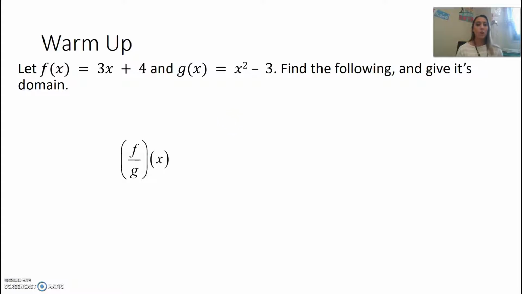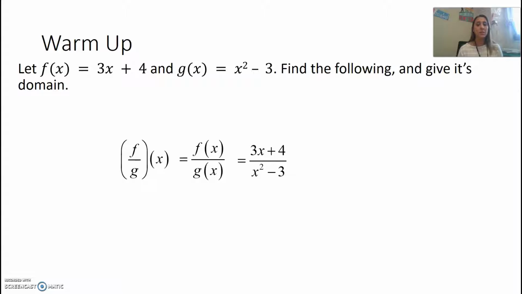Okay, so f divided by g of x is just f of x divided by g of x. And remember, we're just going to take this and substitute that in for this. And we know what this equals, so we're going to substitute that. So if we know that that's true, then we have 3x plus 4 divided by x squared minus 3. So that is what we're going to do.